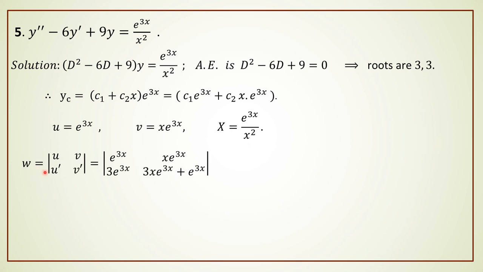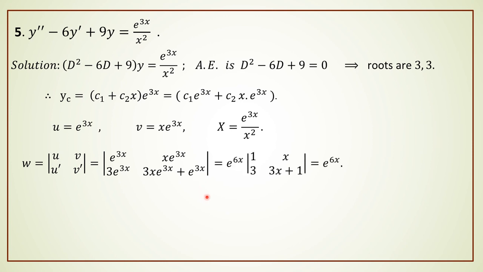Wronskian of u and v is equal to determinant of u, v, u dash, v dash, which is equal to e to the power 3x, x into e to the power 3x, where u is e power 3x and v is x into e to the power 3x. Derivative of e to the power 3x is 3 into e to the power 3x, and the differentiation of x into e to the power 3x is x into derivative of e to the power 3x, that is 3 into e to the power 3x, plus e to the power 3x into derivative of x. What is the differentiation of x? Differentiation of x is 1. So it is just 1 into e to the power 3x.